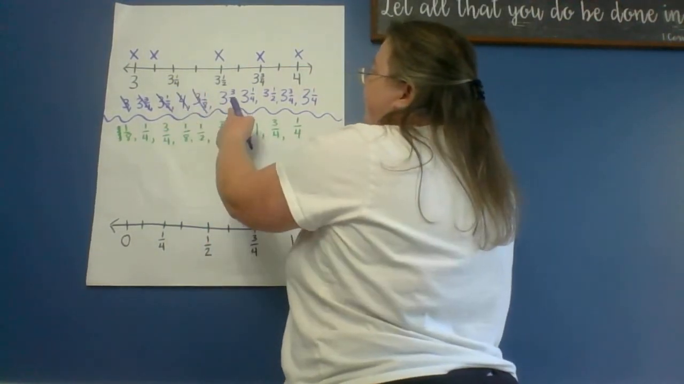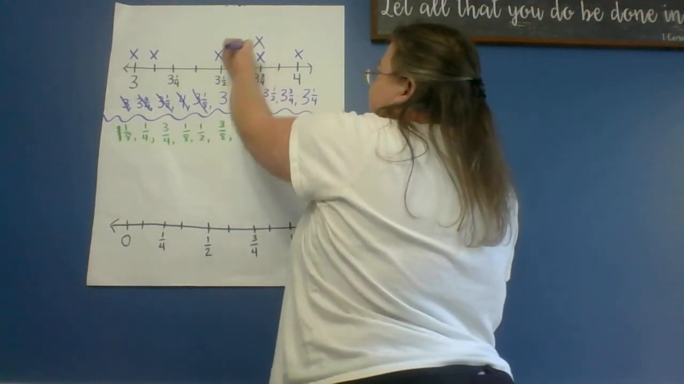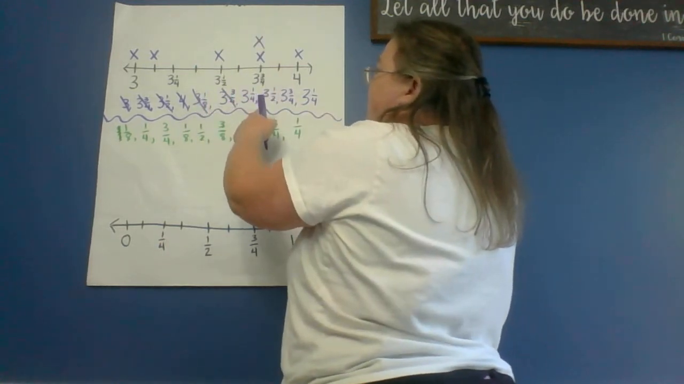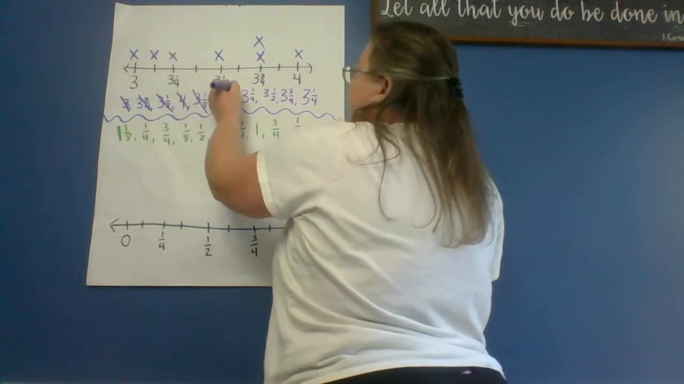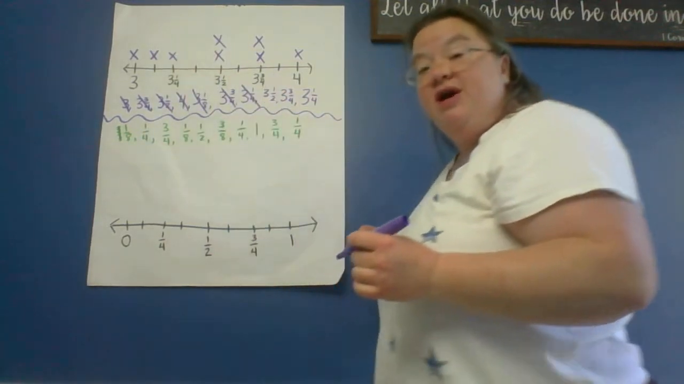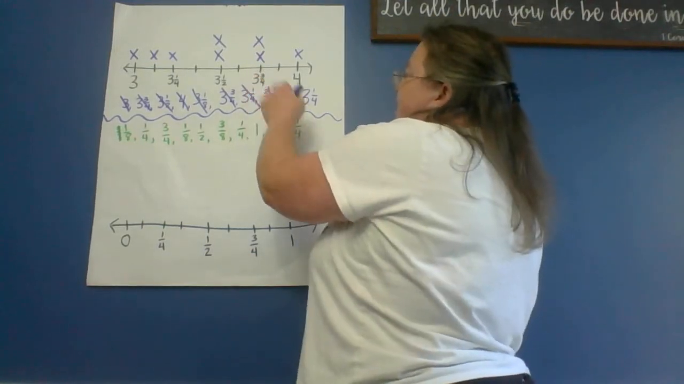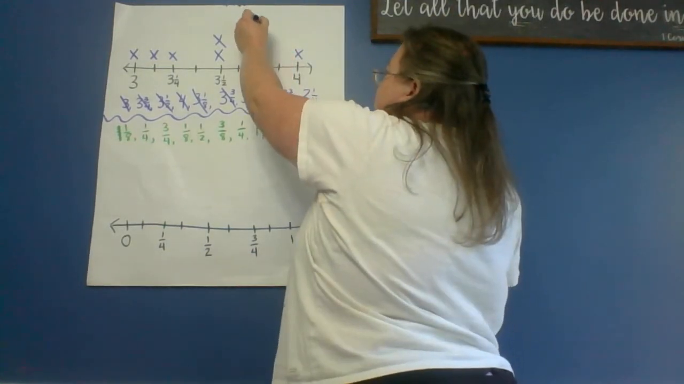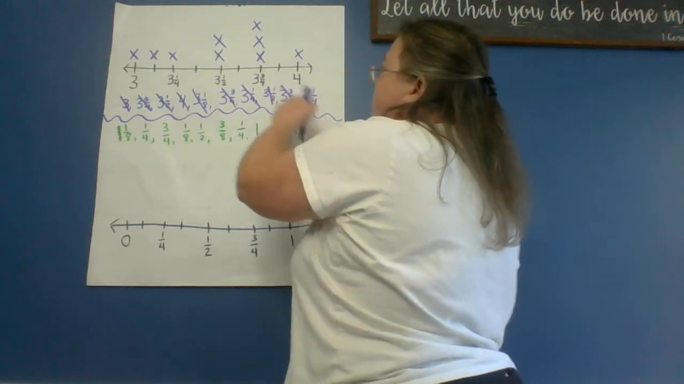Okay, 3 and 3/4, I have another one there. 3 and 1/4 goes here, mark it out. 3 and 1/2, we have another x for 3 and 1/2, I'm going to mark it out. I have 3 and 3/4 and 3 and 1/4.